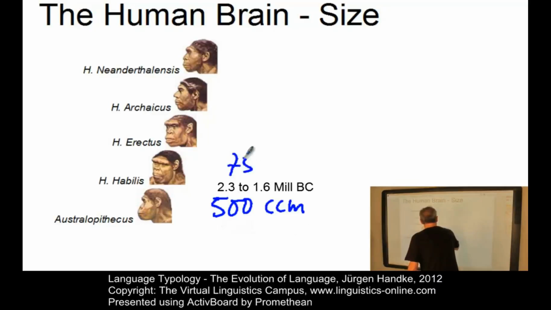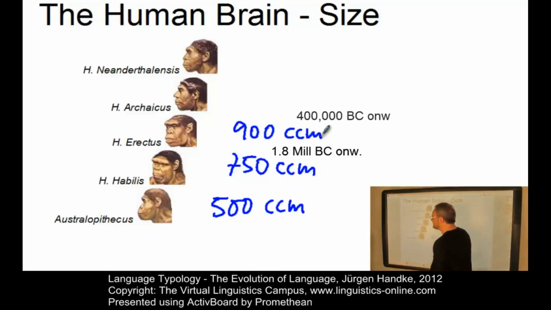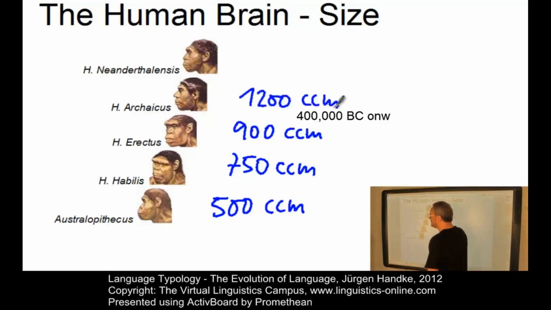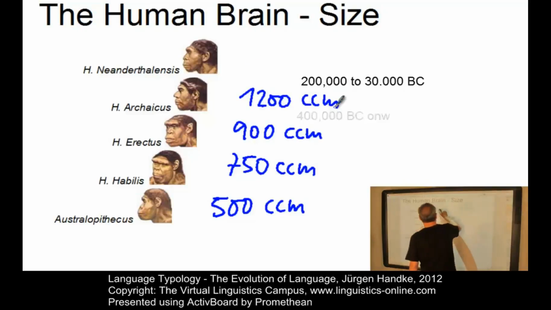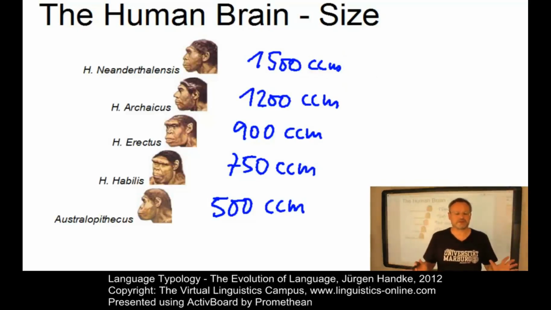Habilis brain is larger, roughly 750 cubic centimeters. Homo erectus had a brain whose size was something like 900 cubic centimeters, and Homo archaicus, the first representative of Homo sapiens, increased this once more to 1,200 cubic centimeters, and Homo neanderthalensis brain was even larger with 1,500 cubic centimeters. However, brain size alone is not the key factor.